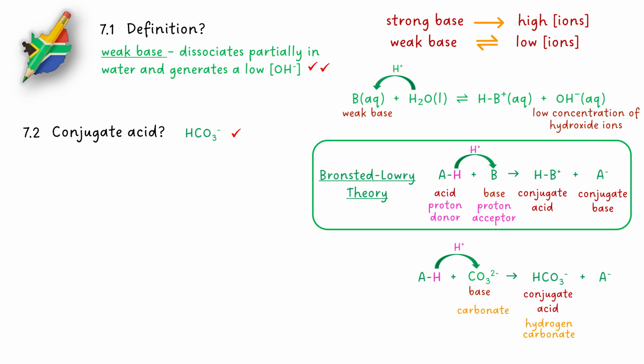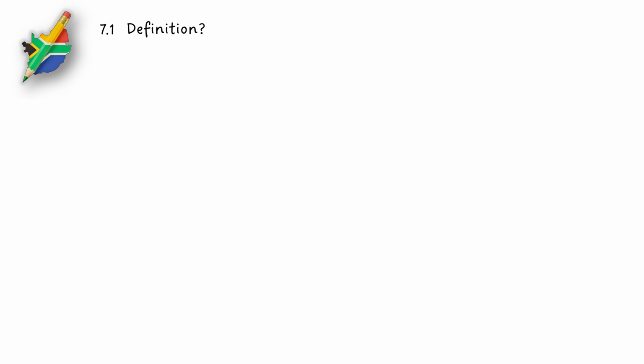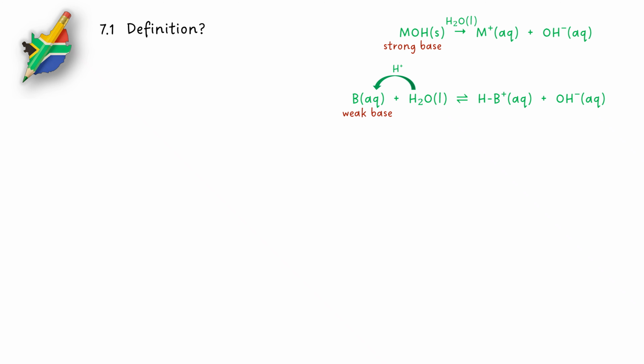The first part of this question asks us to explain what a weak base refers to. Bases tend to generate hydroxide ions in aqueous solution. Strong bases generally dissociate or break apart into ions and generate hydroxide ions, while weak bases generally react with water and produce hydroxide ions.